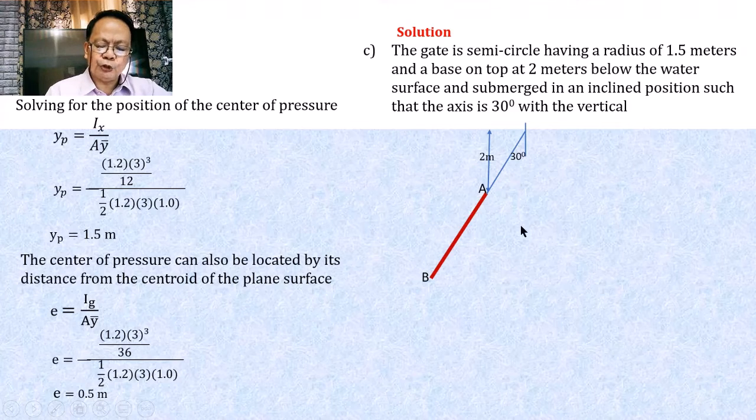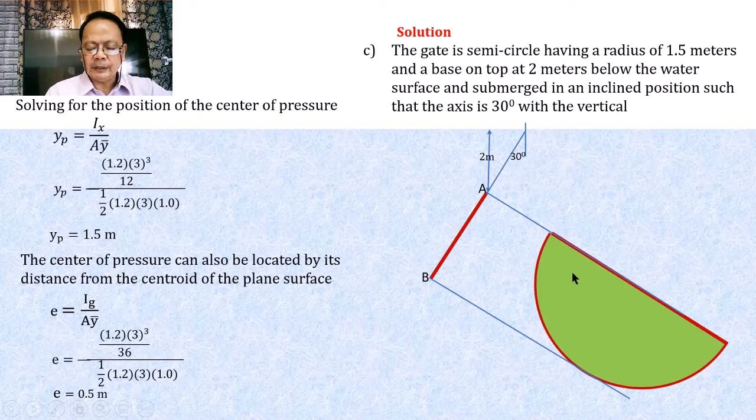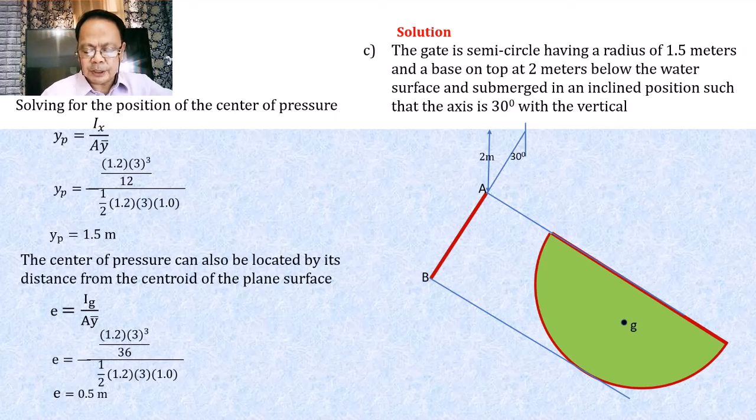At para makita natin yung itsura nitong ating plane surface, ipakita natin yung kanyang itsura. Ito yung itsura niya. So we have here a semicircle. The radius of the circle is 1.5 meters. Sa makatwid mula dito hanggang dito ay 3 meters. And the location of the centroid from this base of the semicircle is given from most of the table equal to 4 times r over 3 pi. Since our r is 1.5, this becomes 4 times 1.5 over 3 pi.